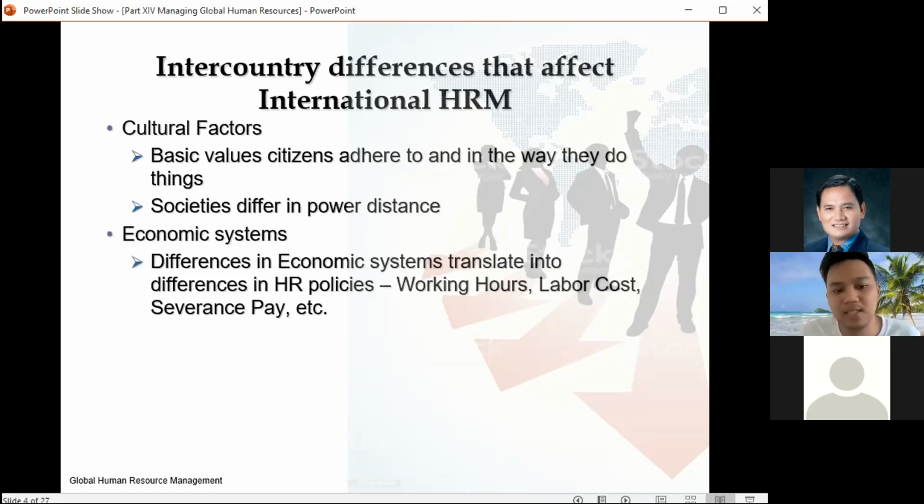The next differences are in the economic systems, and these are translated into differences in human resource policies. For one thing, some countries are less wedded to the ideals of capitalism. For example, some countries in the European Union tend to put more restrictions on the number of hours an employee can legally work each week.